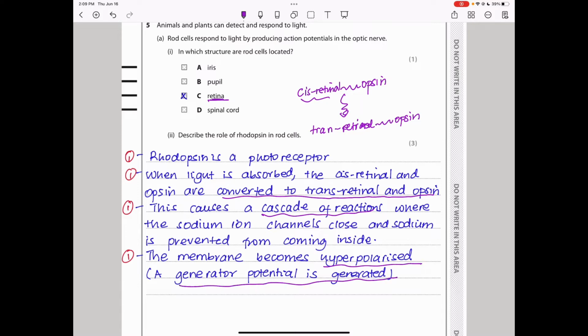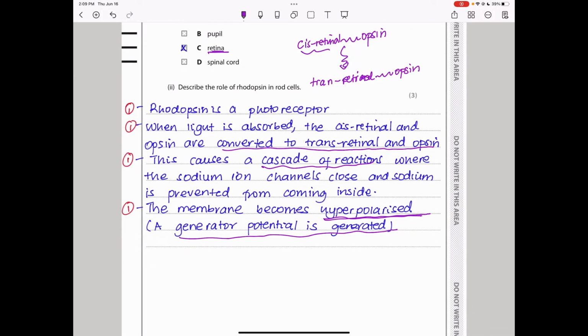The cascade of reactions causes the sodium ion channels to close. Sodium ions are prevented from coming inside the membrane, and therefore the membrane is now going to be more negatively charged. We call that hyperpolarization, and that is when the generator potential is going to be produced. So the keywords you have to remember here are generator potential, hyperpolarization, that cascade of reactions, as well as the conversion between cis and trans, and that this is a photoreceptor. So let's move to the next part.